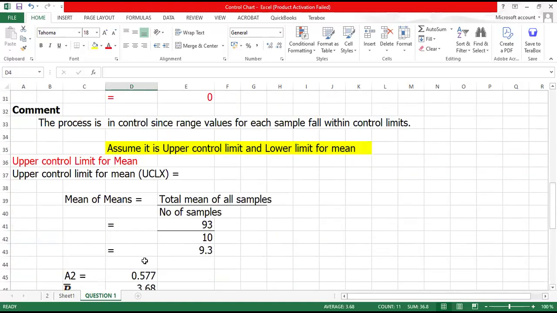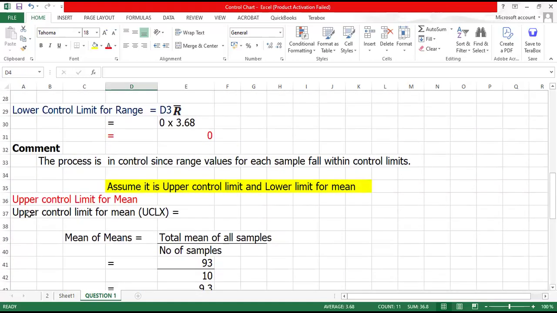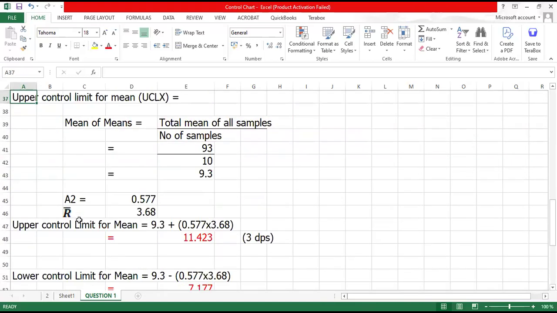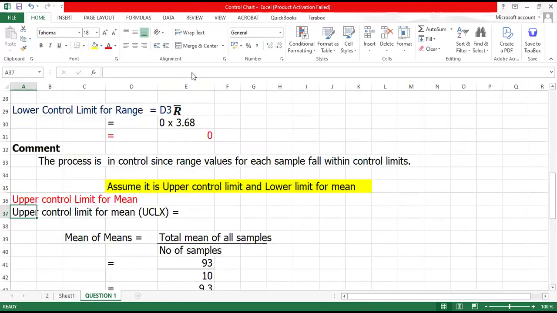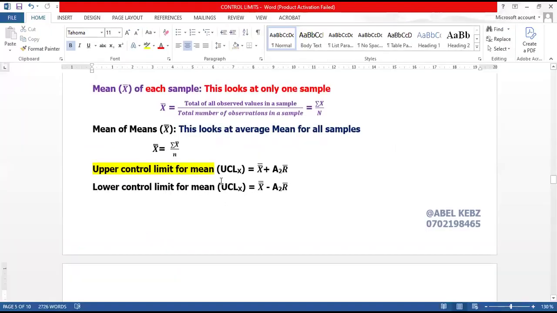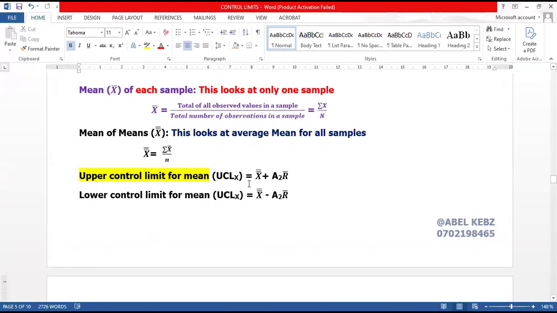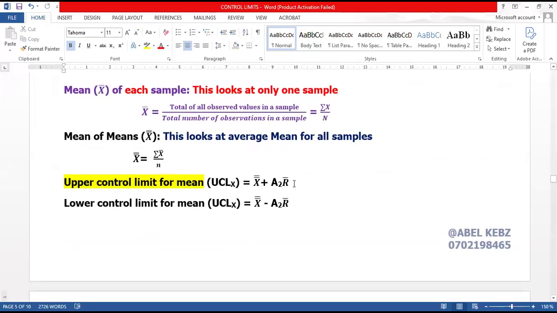So how do we get the upper control limit for mean? We have the formula from our handout. This is the upper control limit for mean. This is the formula. Let's first get mean of means.